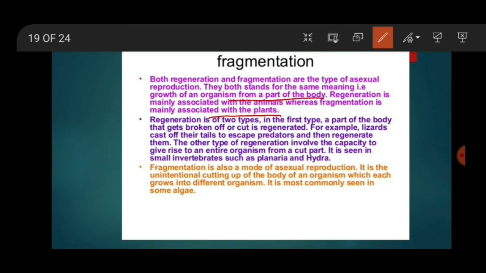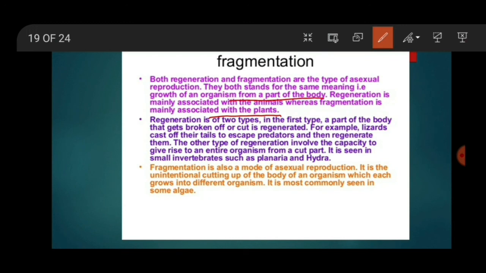Regeneration is of two types. In the first type, a part of the body that gets broken off or cut is regenerated. For example, lizards cast off their tails to escape predators and then regenerate them. The other type of regeneration involves the capacity to give rise to an entire organism from a cut part. It is seen in small invertebrates such as Planaria and Hydra.